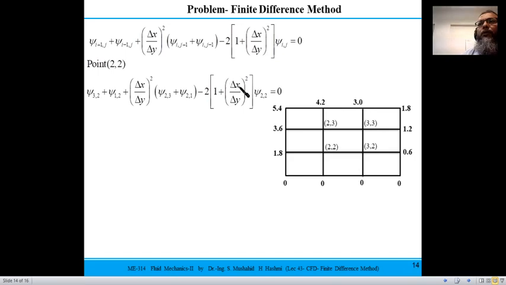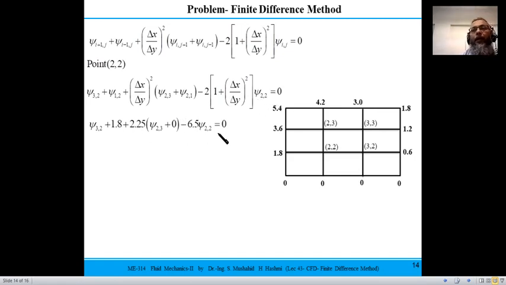And I just substitute, as I know the values of delta x and delta y. The stream function at 3 comma 2 is not known to me, but I know the stream function at 1 comma 2. So 1 comma 2 would be 1.8, and delta x over delta y whole square would be 2.25. The stream function at 2, 3 is not known, but the stream function at 2, 1 is 0 here. And when you work out the whole thing, it comes out to be 6.5 minus 6.5 times the stream function at 2, 2.